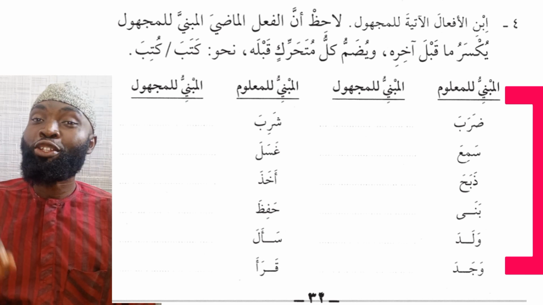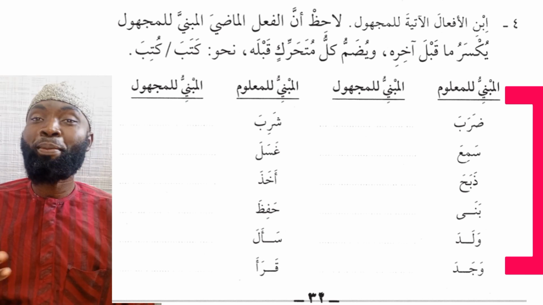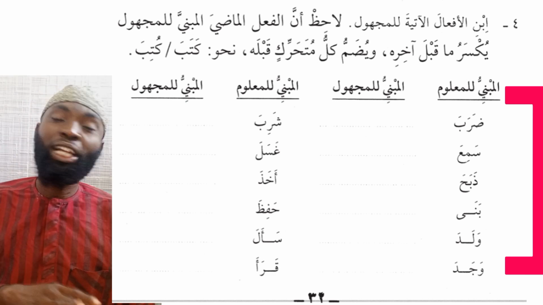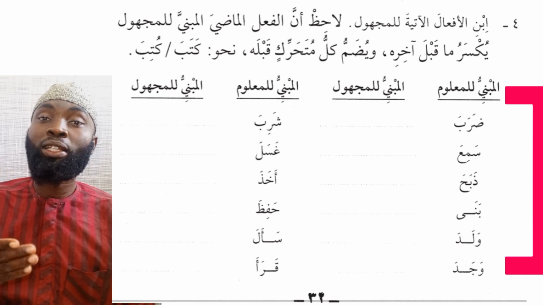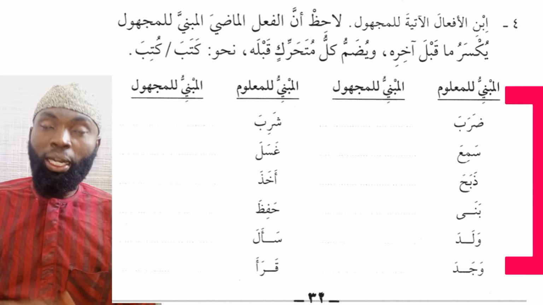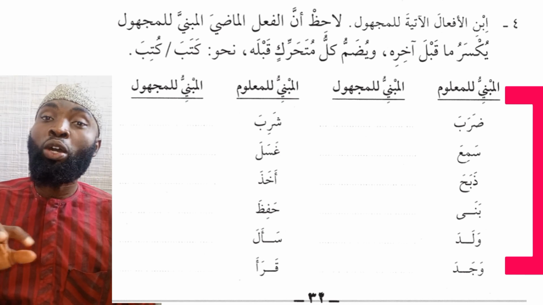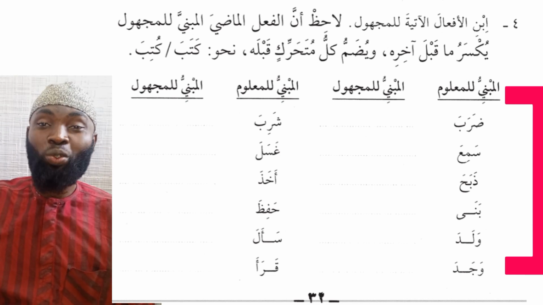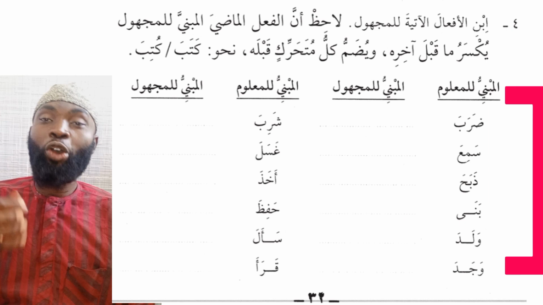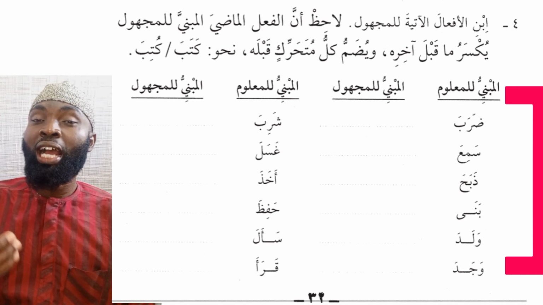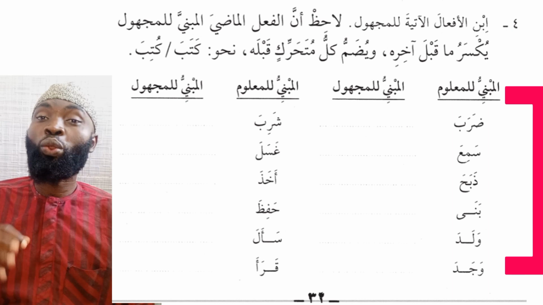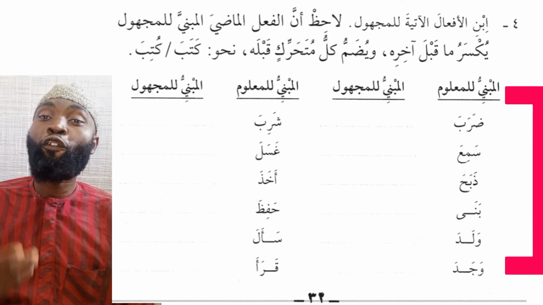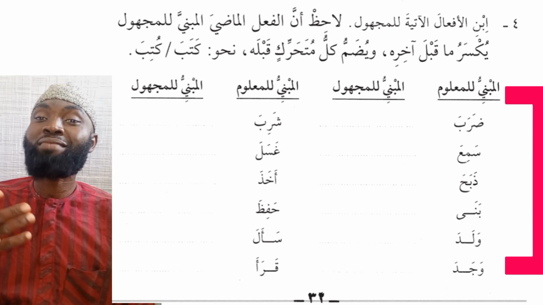ujida. Coming to the word shariba, this one will simply be shuriba. Shariba, he drank. Shuriba, it was drunk. Then ghasala, he washed. Ghusila, it was washed. Akhadha, he took. Ukhidha, he was taken. Hafiza, he memorized. Hufiza, it was memorized.